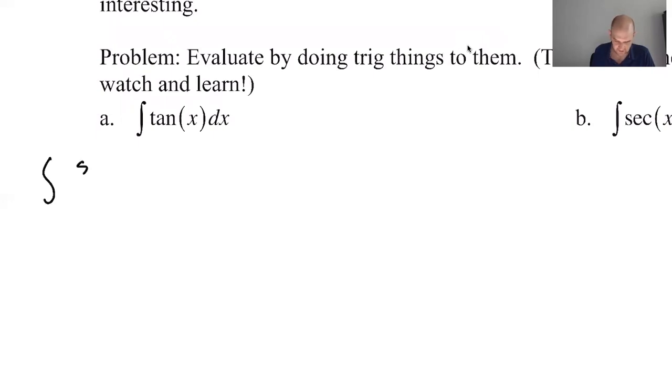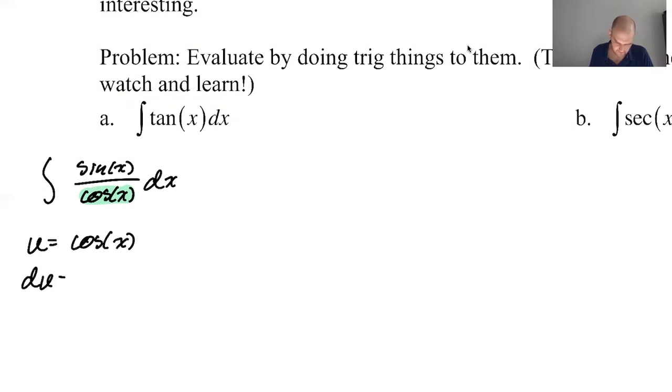Tangent is sine over cosine. So I'm just going to do that. And now I need to make a choice of u. So I look at this thing and I say, there's not really an obvious choice, but there's a fraction, and sometimes the denominator works. So I'm going to say that u is equal to cosine.